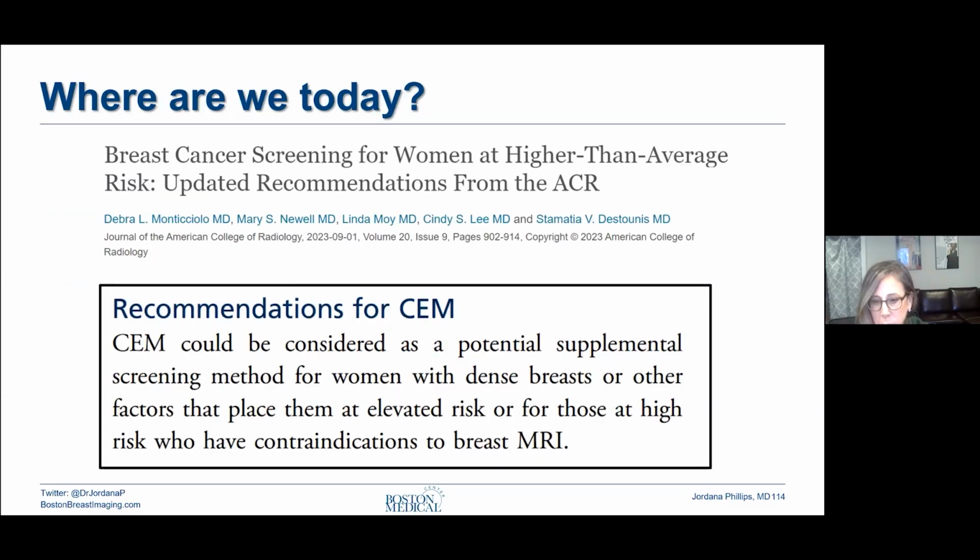Unfortunately, again, as I mentioned before, we don't have enough data yet to really embrace this fully for breast cancer screening. Certainly the organizations that guide us have not done so. And so really where we're at for screening is the ACR has acknowledged that CEM has value, but that there's limited data. And so it's really only recommending it when MRI cannot be performed. I imagine this will change over time, but this is where we stand today.